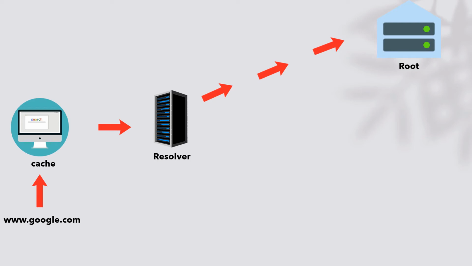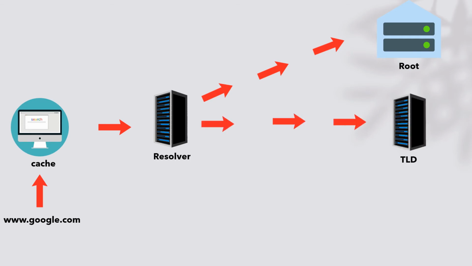So the root server sits at the top of the DNS hierarchy. The root server will not specifically know what is the IP address of google.com, but it would be able to point us to the TLD server or the top level domain server, which is responsible for the .com domain. So it would provide the resolver server with the information for the TLD server. The resolver server would store this information in cache. It would forward the request next to the TLD server.